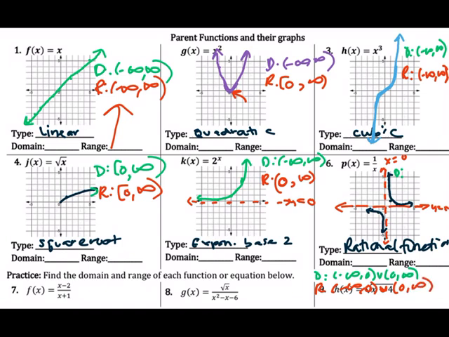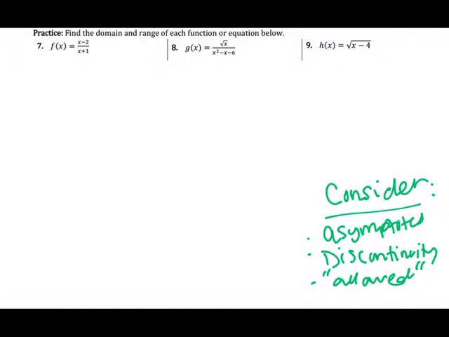So now that we've graphed our parent functions, we've talked about their names, their domains, their ranges, what they look like, we're going to look at some functions, some rational functions, some different types of functions, and we're going to talk about their domain and range without graphing them. So here we go. So I want to remind you to consider some things. Consider if there's an asymptote, what that might be.